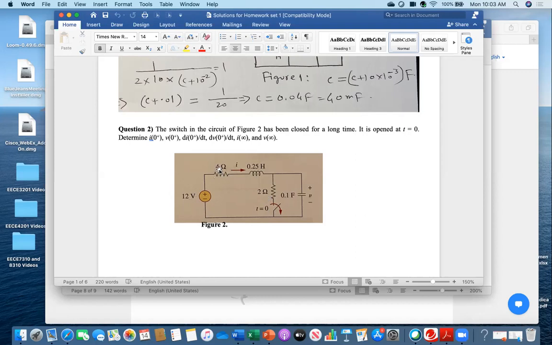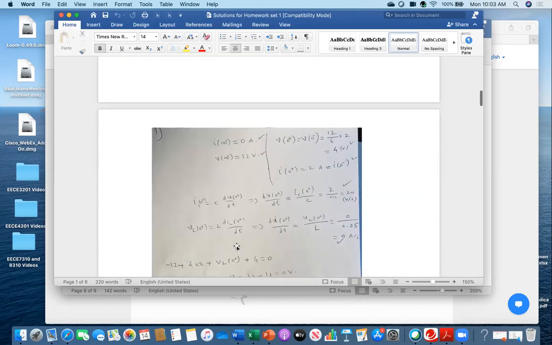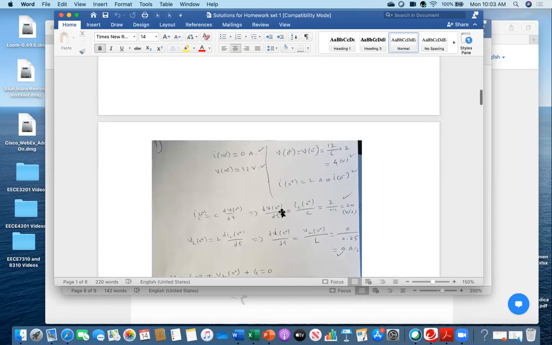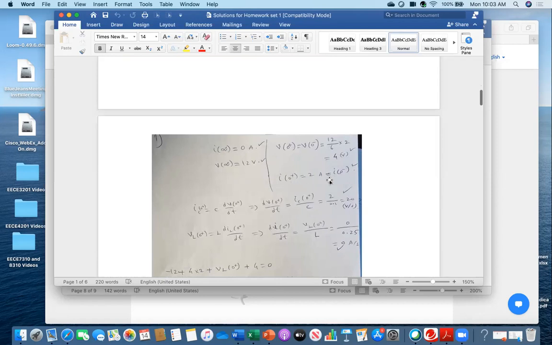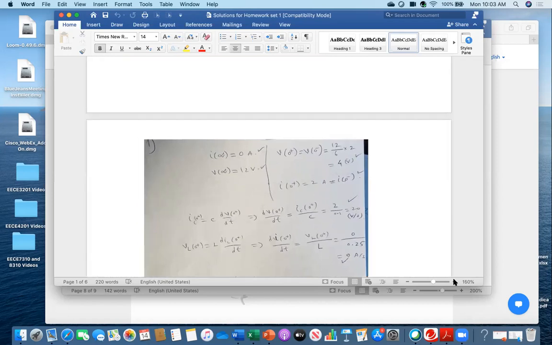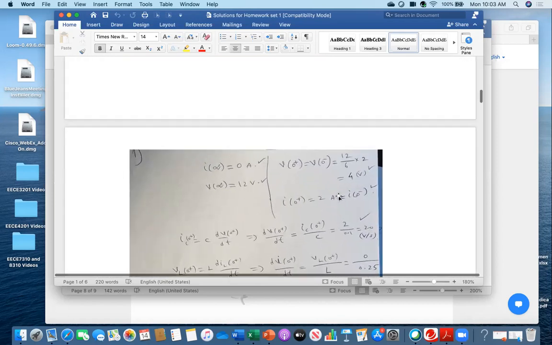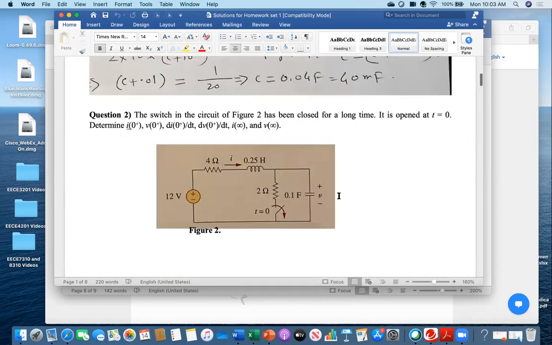So this means 4 plus 2, 6 ohm. So 12 divided by 6, that is your current, how much? 2 ampere. You see I did it here. That is the I0 plus also, 2 ampere. I0 minus equals I0 plus, which is 2 ampere. You see. And then you need to find out the V0 plus.